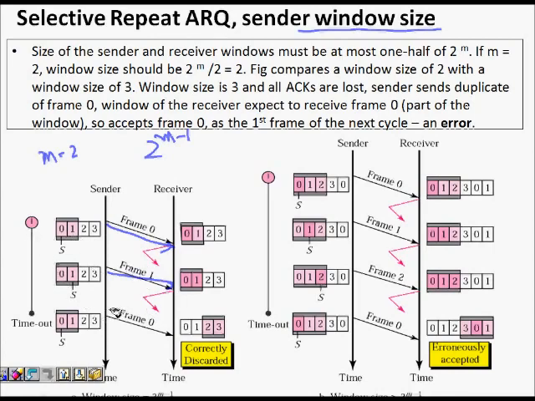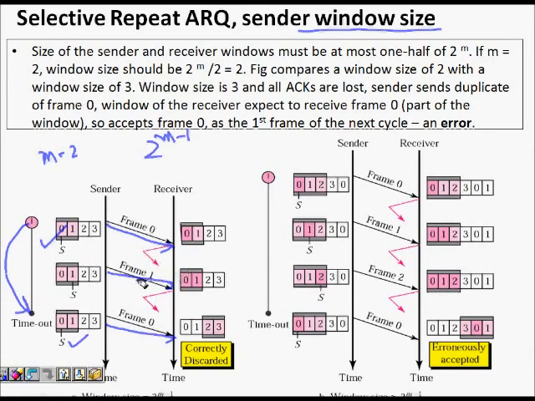Because I was not receiving any acknowledgement, there will be a timeout and I will send frame 0 again. What will happen with this? This frame 0 will be discarded because the receiver had already received that frame. So if the window size is 2 to the power of m minus 1, there will be no ambiguity in the sequence numbers.